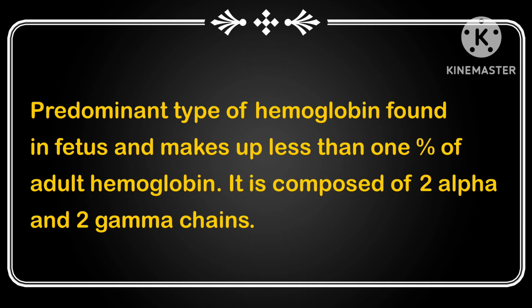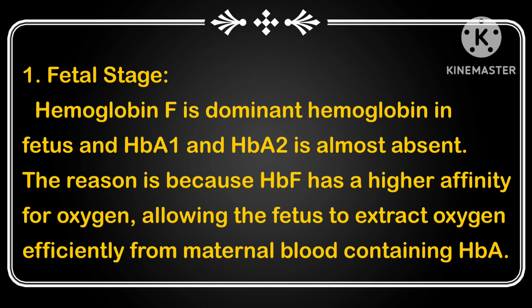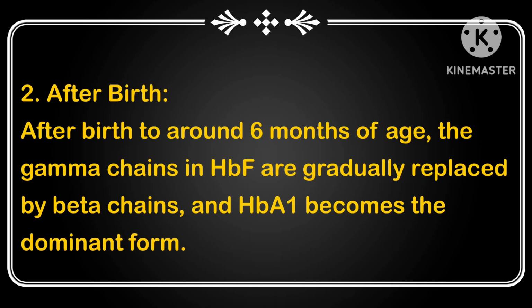Predominant type of hemoglobin found in the fetus, and makes up less than 1% of adult hemoglobin. It is composed of 2 alpha and 2 gamma chains. Normal developmental changes. 1. Fetal stage. Hemoglobin F is the dominant hemoglobin in the fetus, and HbA1 and HbA2 are almost absent. The reason is that HbF has a higher affinity for oxygen, allowing the fetus to extract oxygen efficiently from maternal blood containing HbA. 2. After birth.